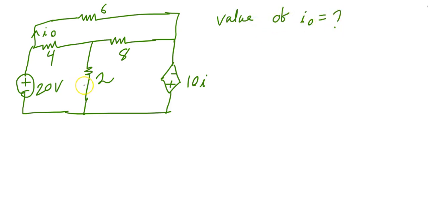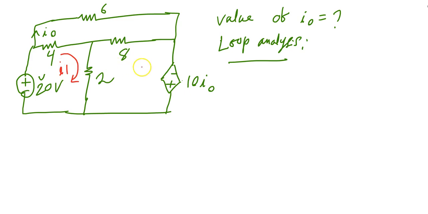So here is the circuit. There is an independent source of 20 volt, and another voltage source, a dependent voltage source of 10 I0. I0 is the current flowing through the 6 ohm resistor. We need to find the value of I0 applying loop analysis. So first we will mark the loop currents. I will designate I1, I will designate I2, and here I0 is flowing. I will keep it as I0.